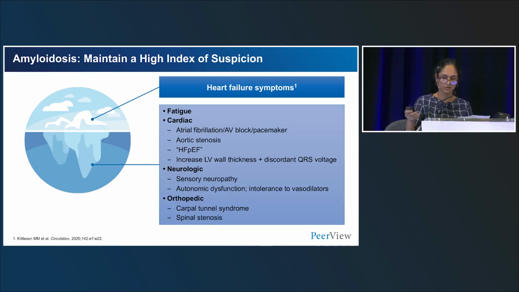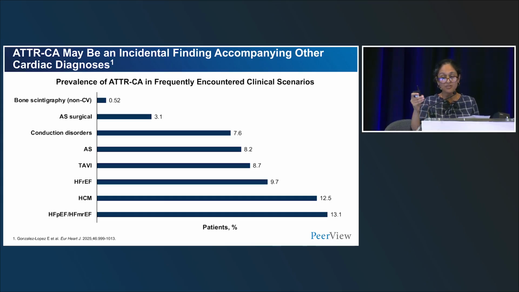Think about carpal tunnel, spinal stenosis. And when you think about these things, they are seen very frequently. It can be an incidental finding accompanying other cardiac diagnoses. Maybe someone thought the patient had HCM, hypertrophic cardiomyopathy, but that increased LV wall thickness was actually ATTR-CM.